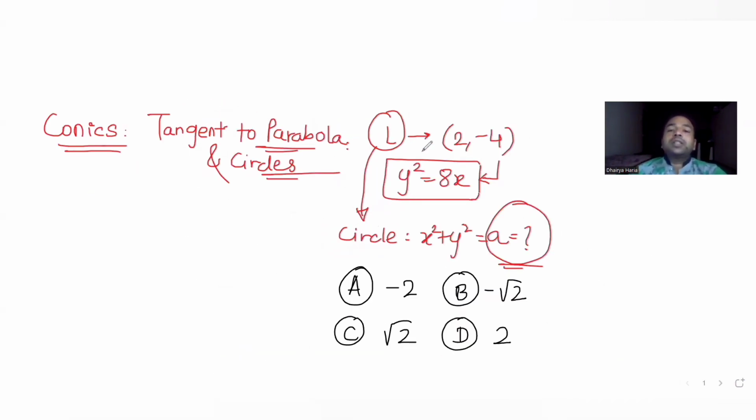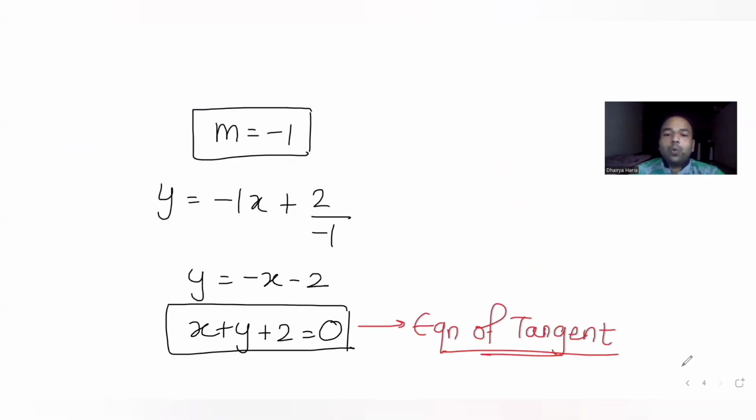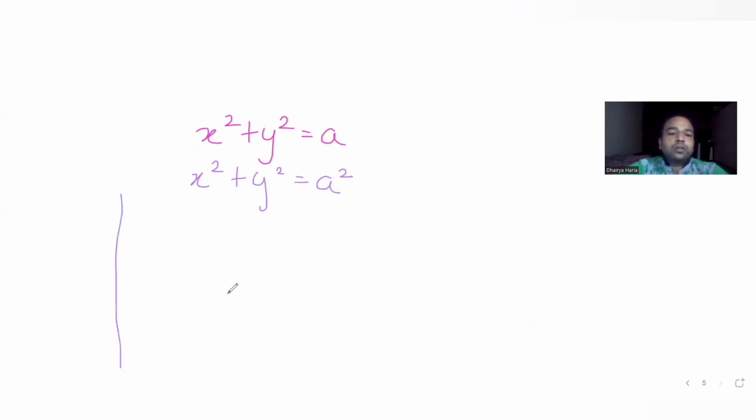Now they have also told us that this tangent line L, which is the equation of tangent for this, is also the tangent of the circle given by x square plus y square is equal to a. So if I compare this equation with the original form, x square plus y square equal to a square, I know that the circle has its center at the origin.